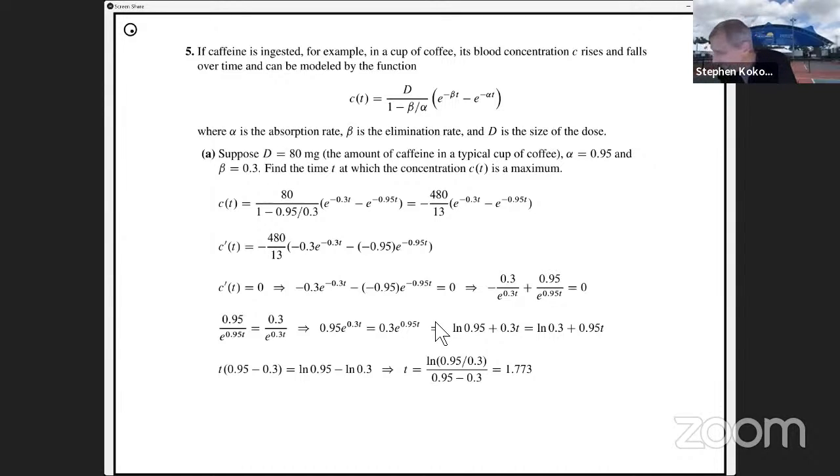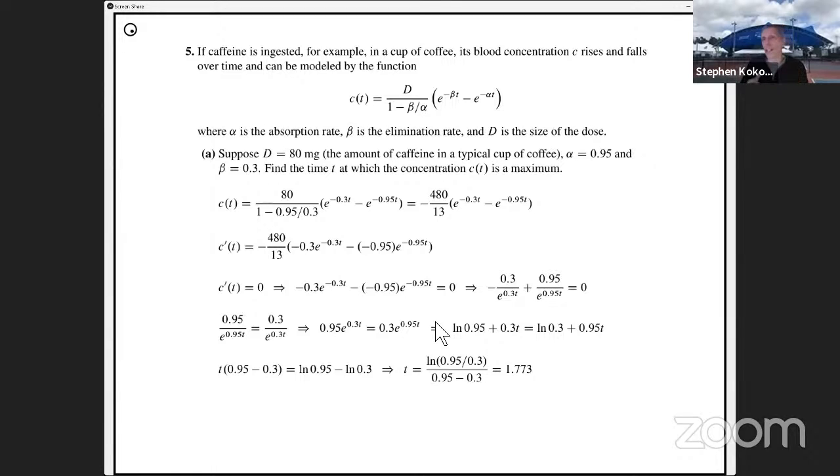So let's suppose that D is equal to 80 milligrams. That's generally the amount of caffeine in a typical cup of coffee. Usually, I think they say it's around 80 to 120 milligrams, but let's go with the 80. Let's suppose that alpha is equal to 0.95 and beta is equal to 0.3, and let's find the time t at which the concentration of caffeine is a maximum.